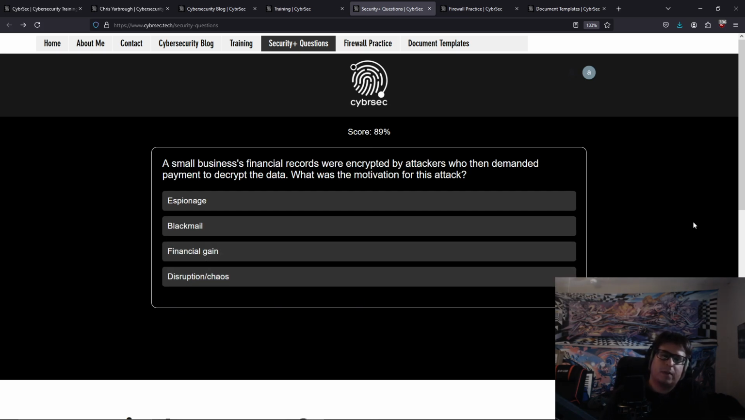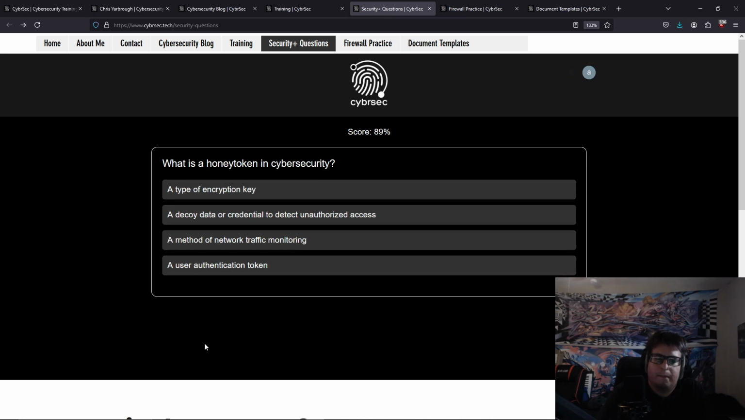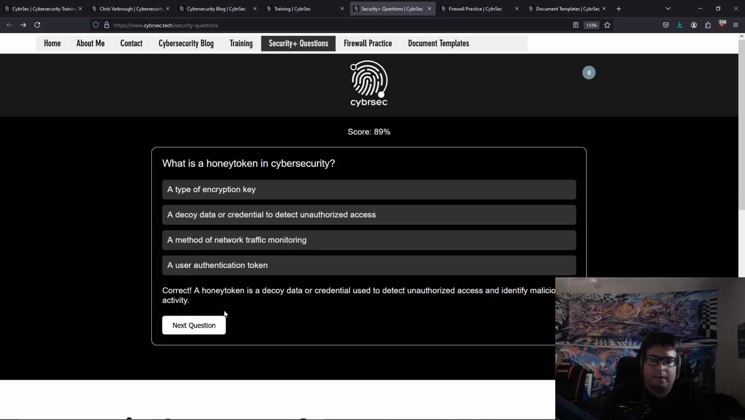A small business's financial records were encrypted by attackers who then demanded payment. What was the motive? So that's financial gain. Correct. An employee accidentally clicks on a malicious link in an email, and all their files are encrypted. Ransomware, usually. Yep. What is a honey token? A decoy to detect unauthorized access. Correct.